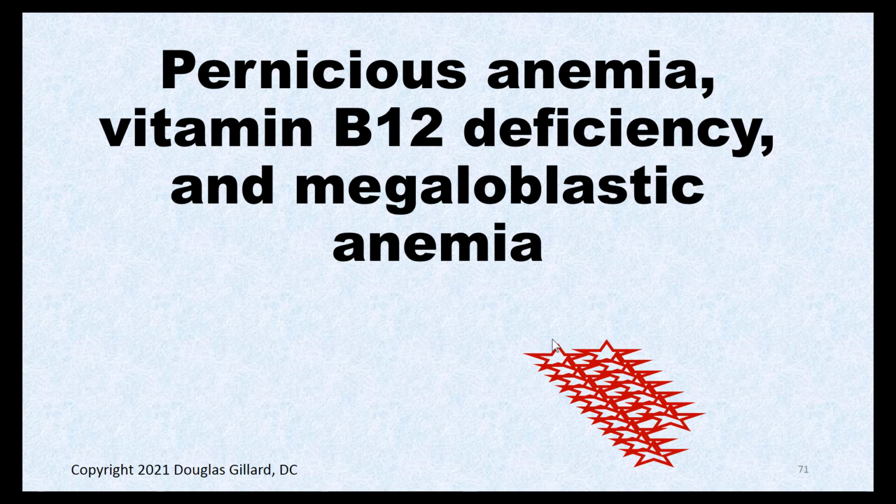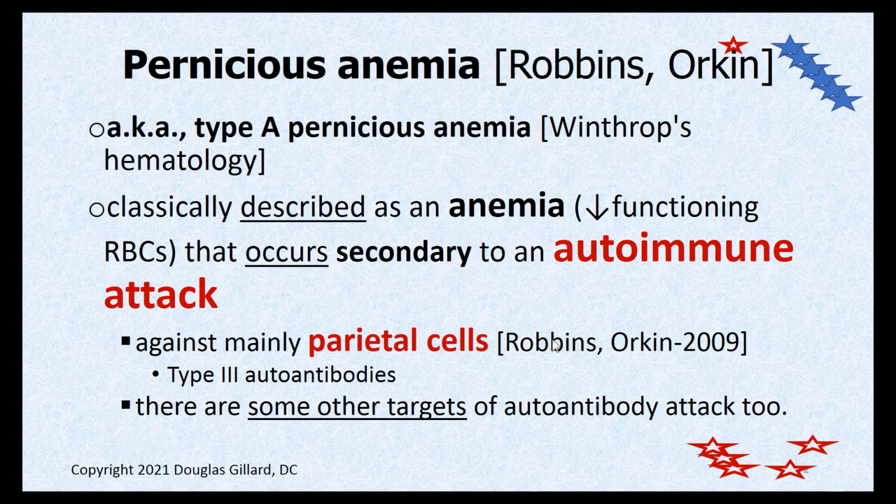Then you get something called pernicious anemia, which is a form of megaloblastic anemia. So this is always a confusing area. Pernicious anemia is sometimes called type A pernicious anemia, which is great if you see that because A stands for autoimmune. And yeah, it's a classic anemia, which means there's decreased functioning normal red blood cells. And it usually occurs secondary to an autoimmune attack. There are some exceptions to that, and we'll look at those next time.